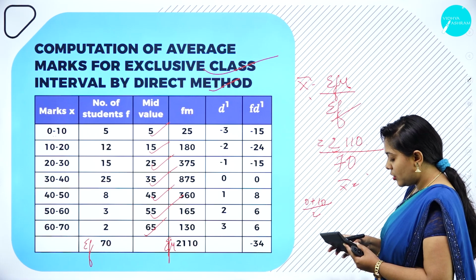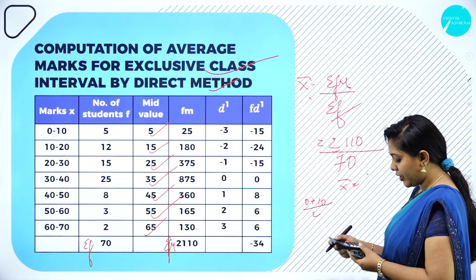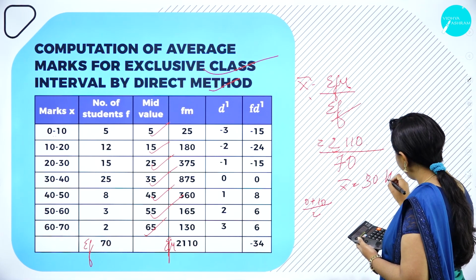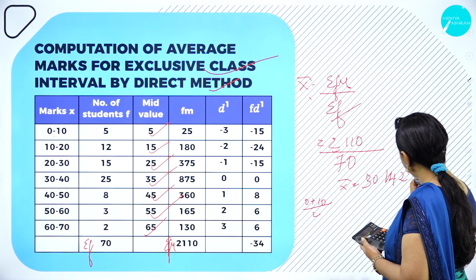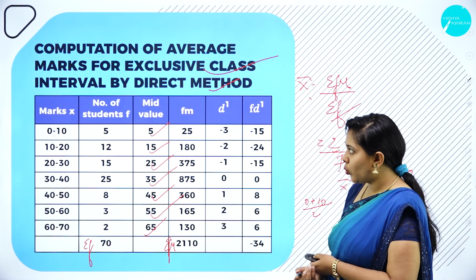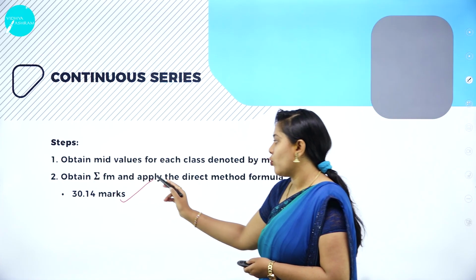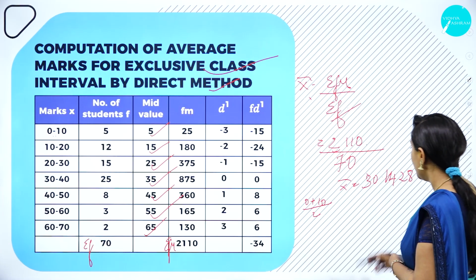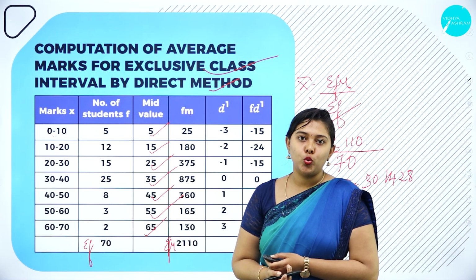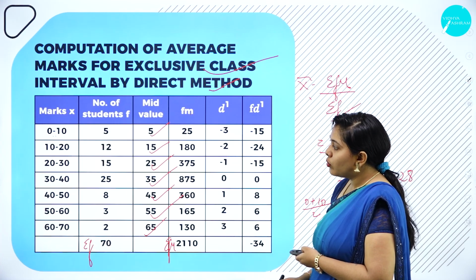2110 divided by 70, it will be around 30.1428. So interpretation for this: the average marks of a student is how much? It is 30.14. That is your average marks of a student. So that is 30.14.